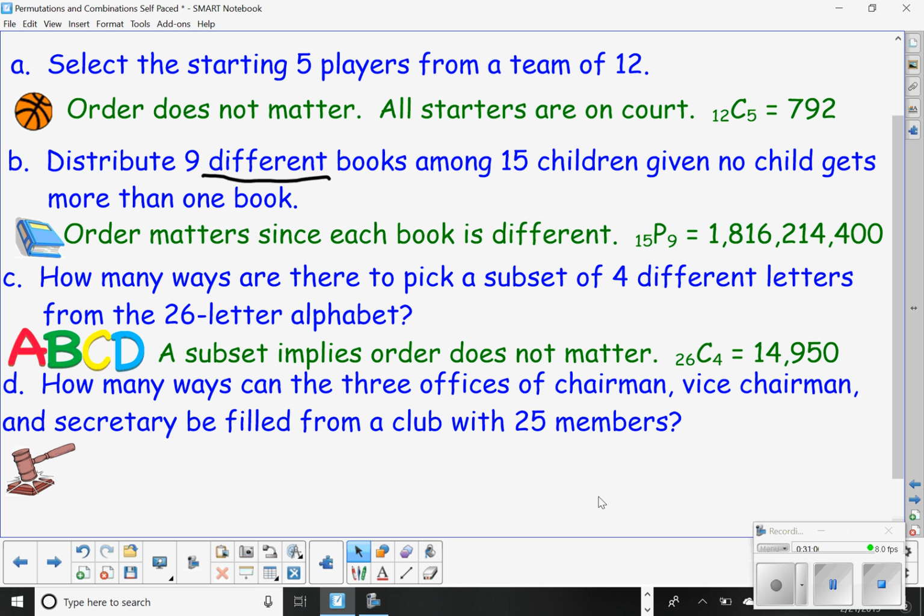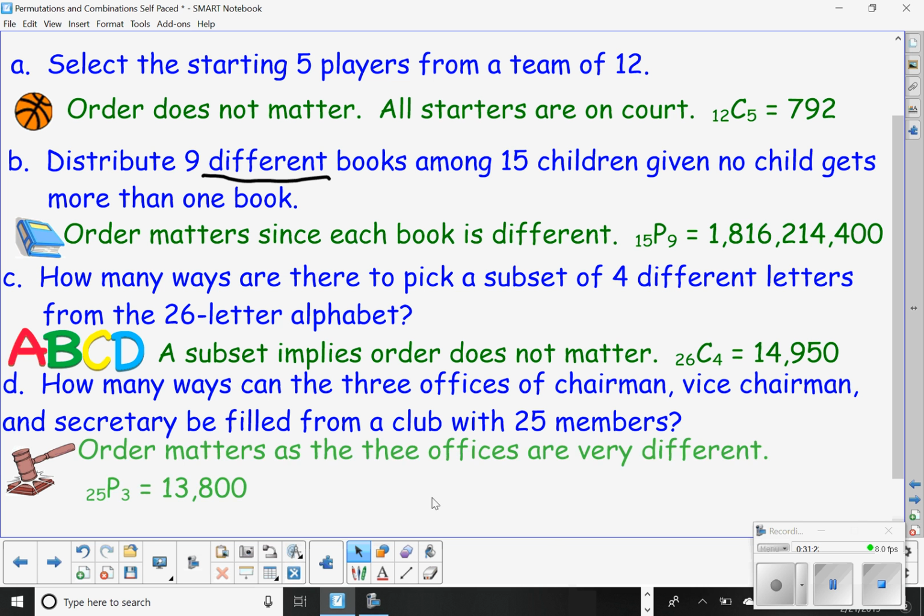How many ways can the 3 offices of chairman, vice chairman, and secretary be filled from a club with 25 members? Okay, first, you got 3 offices. Are the offices the same or different? If they're different, then the order matters because whatever somebody has to do in each one of the offices is different. So order matters. Okay? Catching on?